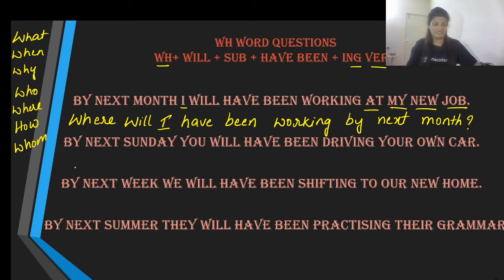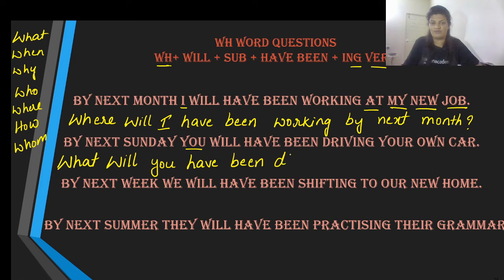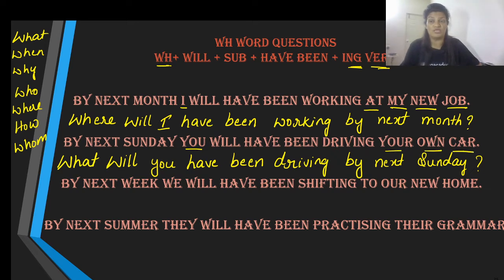Now, for the second one, let me bring in the word what. We start with a WH word, and then we bring the auxiliary will. What will, and here the subject is you. So what will you have been? Have been. What will you have been? And then next is the ing verb, driving. What will you have been driving by next Sunday? And what is the answer to this question? Well, by next Sunday, you will have been driving your own car.